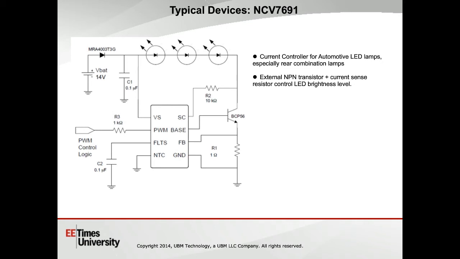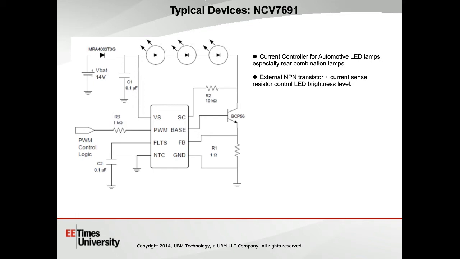The NCV7691 is a simpler device. It's a constant current controller, which we've seen is an integral part of some of the control schemes for LEDs. This one is targeted at automotive rear combination lamps or similar applications such as the daytime running lamps or the center high mounted stoplight or chimsel array. And it's a single driver, and designers can add multiple single channel to multi-channel system, or indeed use several of them together for a multi-channel application.